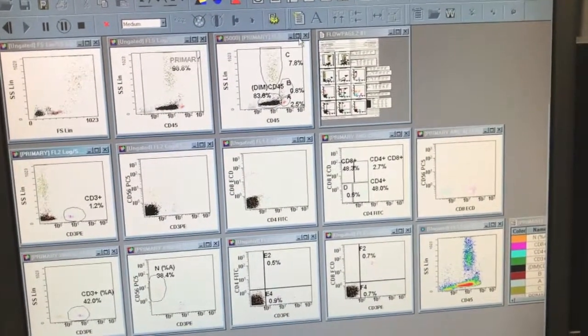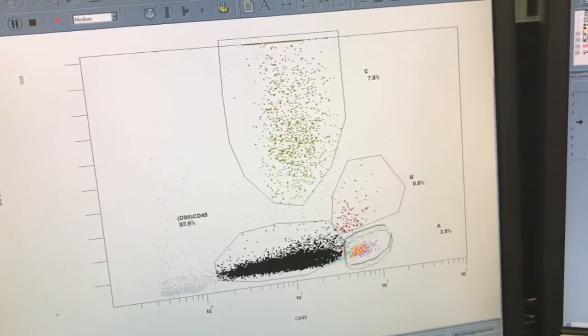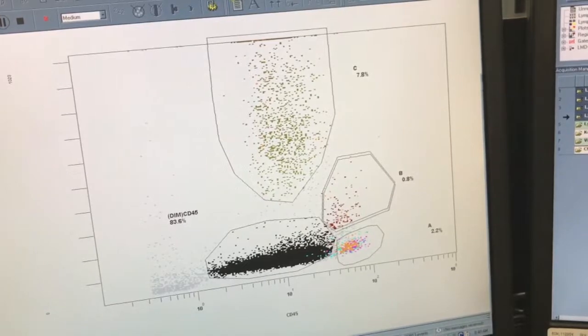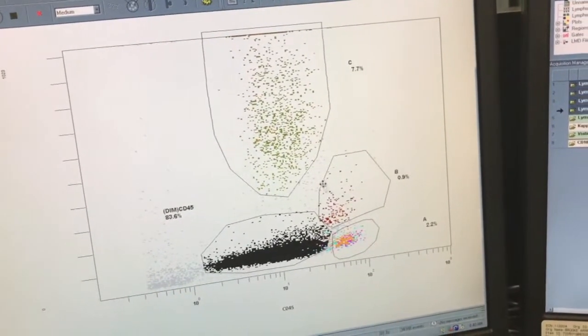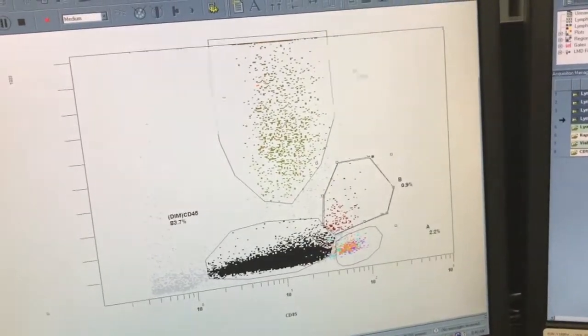This is going to be tube number 4. I didn't make a video for tube number 3 because it didn't have anything really positive except for the CD19. We've already seen that. So now, just mess around with the primary gate again. Sometimes different tubes move it just slightly. I want to get everything right where it is.